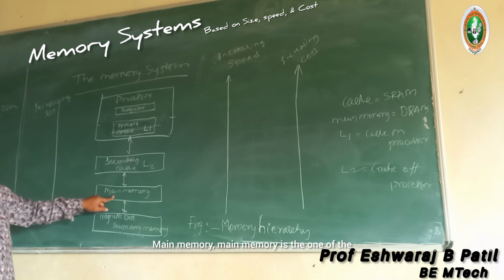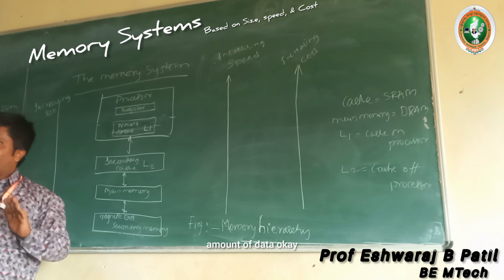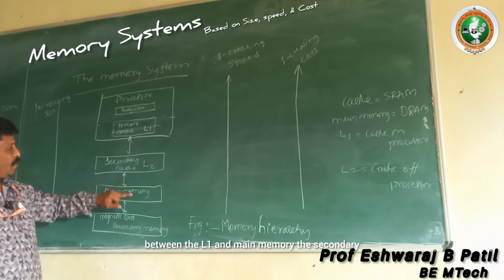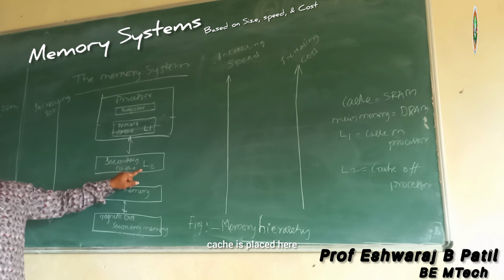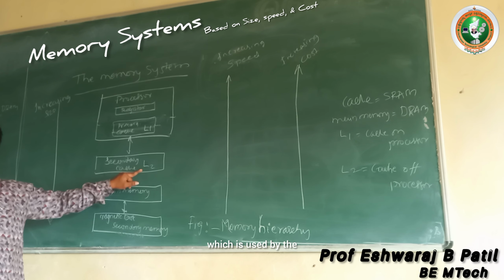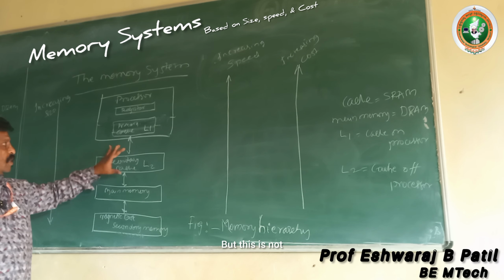Main memory is one of the memory units, used to store a large amount of data. Between L1 and main memory, the secondary cache is placed here. The secondary cache is used for the storage of a copy of that data.